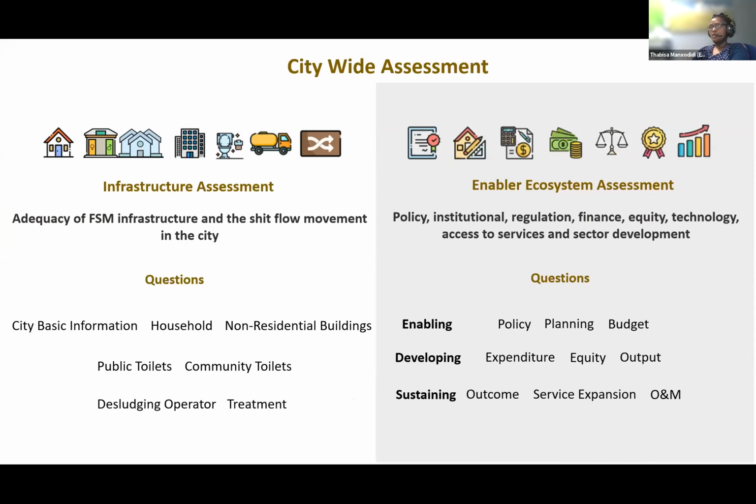Some of the examples or screenshots that I've taken from the tool: infrastructure assessment, adequacy of FSM infrastructure and the shit flow movement in the city. And then you've got to uncover by asking a lot of questions about each and every component. And then you get the enabling ecosystems as well, where there are also different questions where you are getting information, especially when you are taking the process to developing your actions at the end of the day.